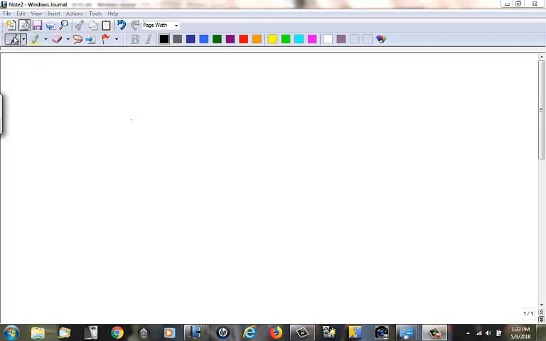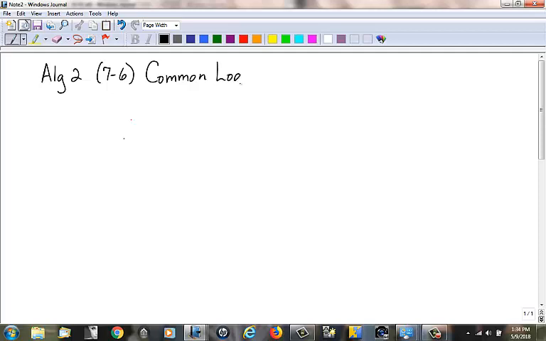Okay, this is for section 7.6. And it's called Common Logarithms, and I'll explain that title in a minute. We have done a little bit of this already, and I'm going to do it by example.